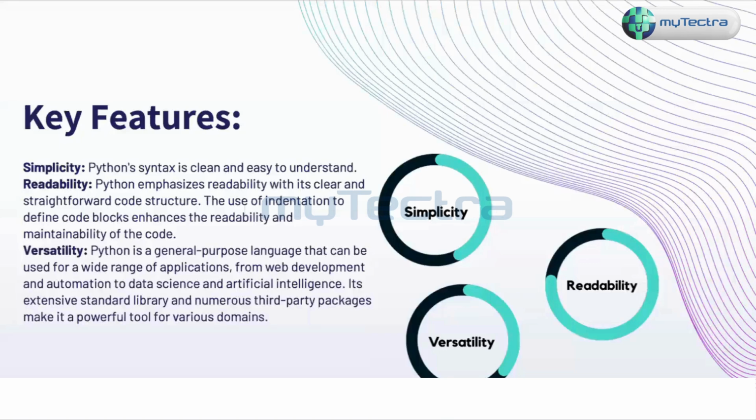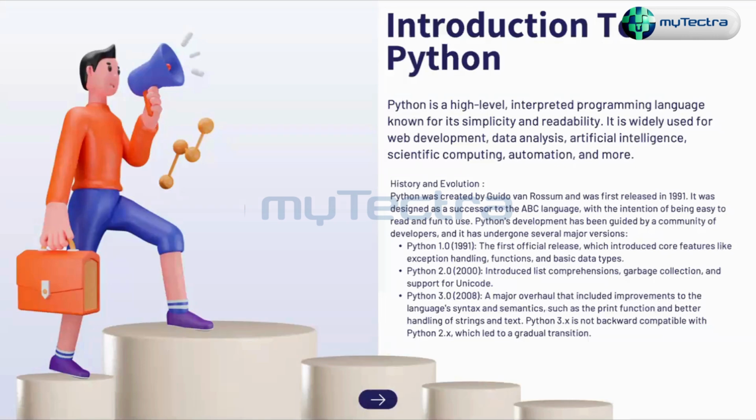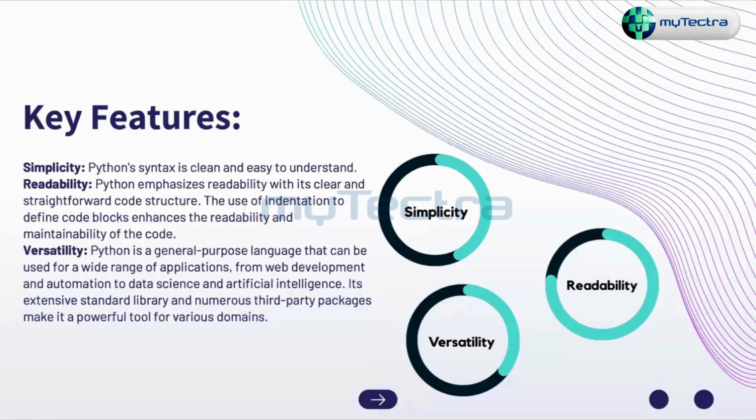So now it comes to key features. Basically, see why Python is very popular, getting popularity and a lot of market dominance today. The first part is that it is a successor of the ABC language with the intention of being easy to read and fun to use. This is a major part of why it is taking a lot of market dominance.